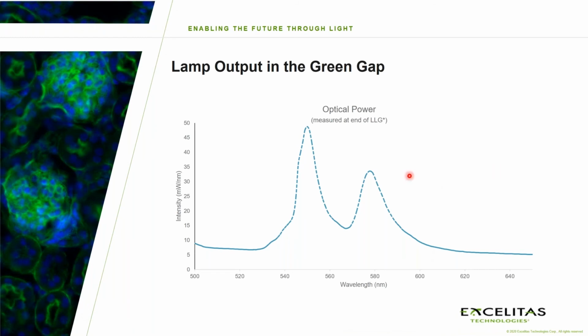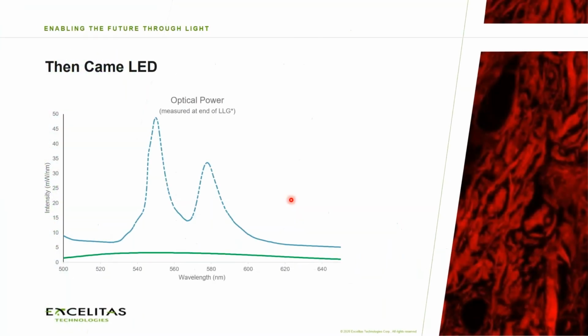So, going back to a mercury lamp, and this I have zoomed in to be between the 500 and 600 region, you can see these nice two peaks, right? So lamps have the nice two peaks around which the fluorophores were developed. Our first LED product, which was launched, had the power of the LED in the green gap between the 500 and 600. So as you can imagine, it didn't take off very well.